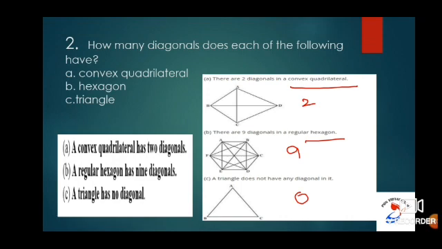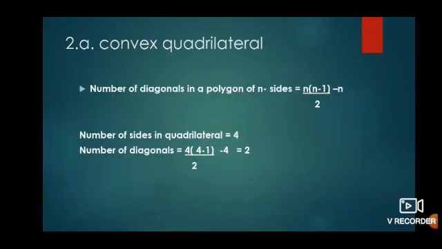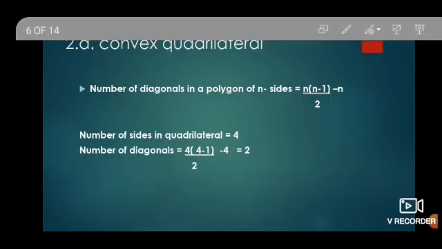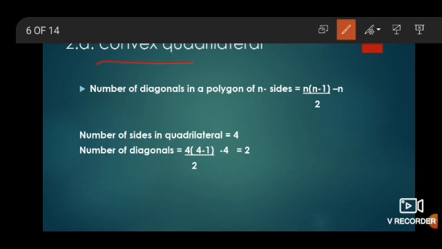From the figure, I have given you the number of diagonals, but also we have a formula for calculating the number of diagonals. I have done this only for subdivision A, that is convex quadrilateral. So children, you can find the number of diagonals in a polygon of n sides by calculating with this formula. The formula is n into n minus 1 divided by 2 minus n. Here n is your number of sides.